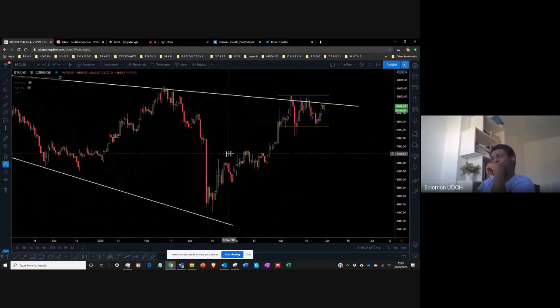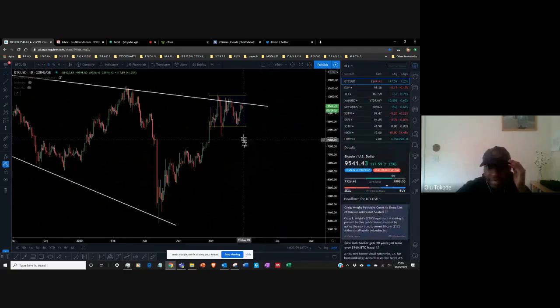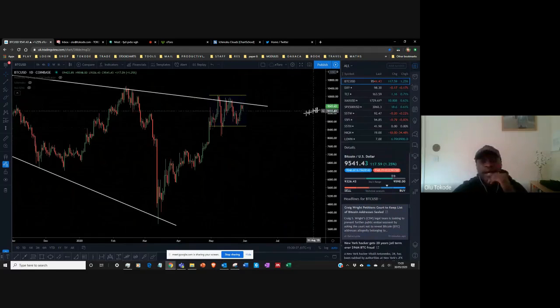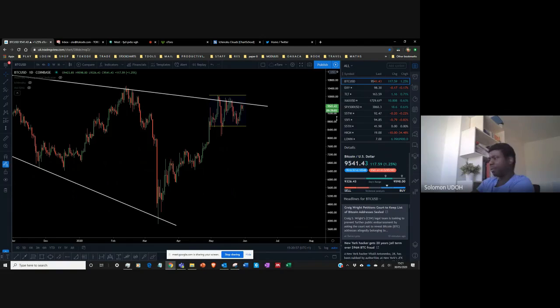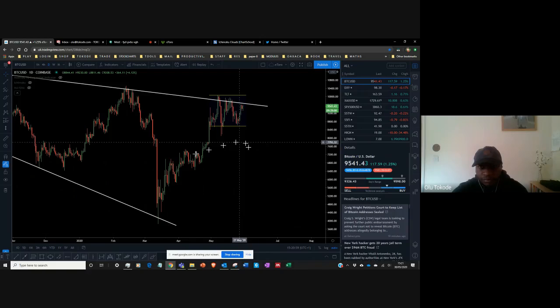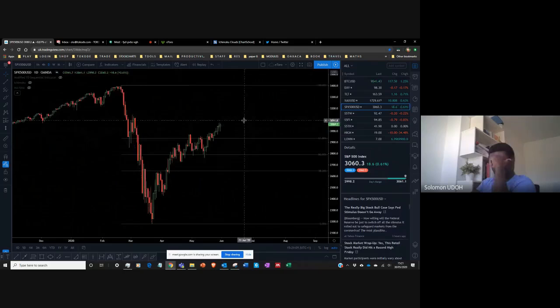And then you have another thing with the S&P index. Usually when investors don't have confidence in the stock market, they begin to put their money in safe havens like Japanese yen, gold, silver, bonds. I feel like that's exactly what is happening now.